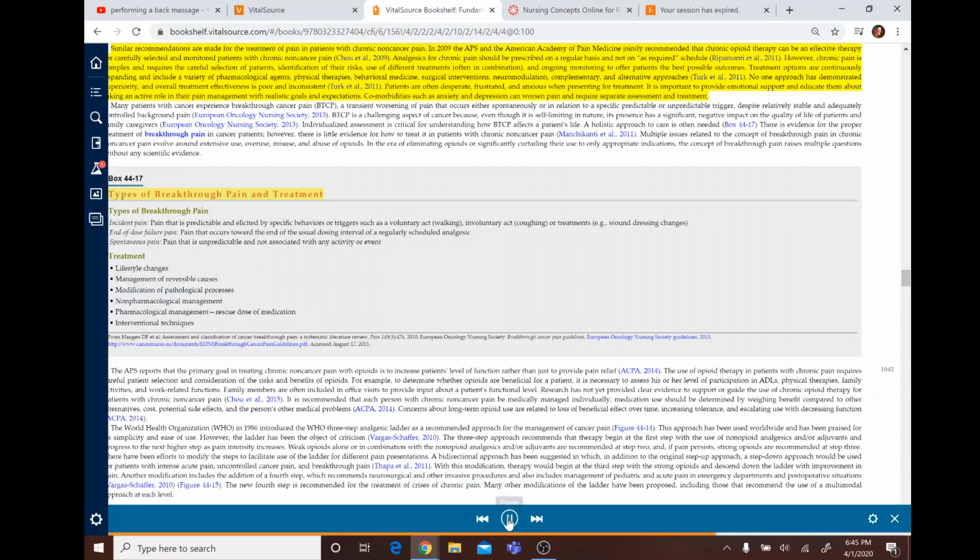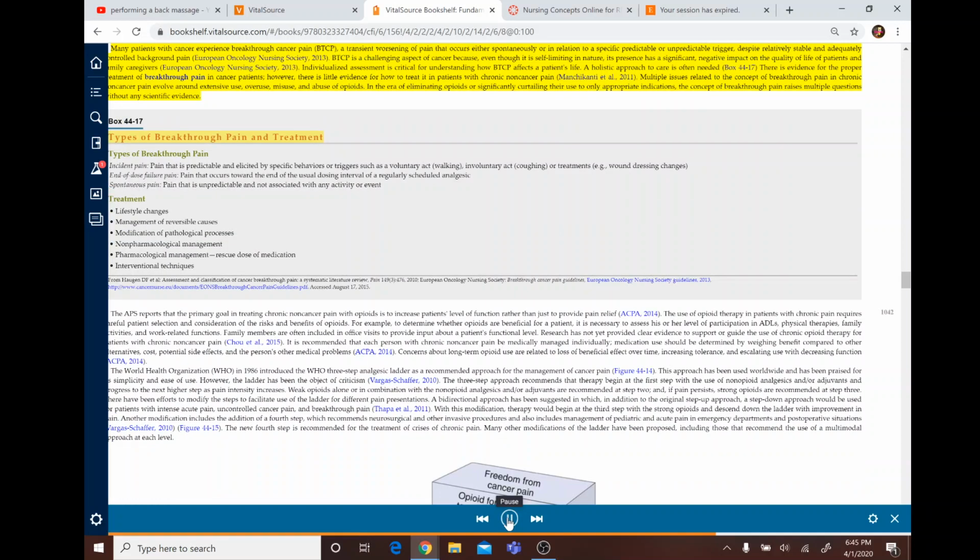Turk et al., 2011. Patients are often desperate, frustrated, and anxious when presenting for treatment. It is important to provide emotional support and educate them about taking an active role in their pain management with realistic goals and expectations. Comorbidities such as anxiety and depression can worsen pain and require separate assessment and treatment.